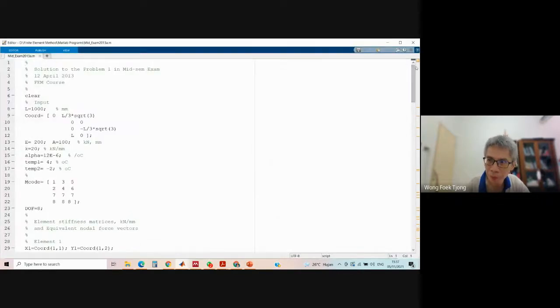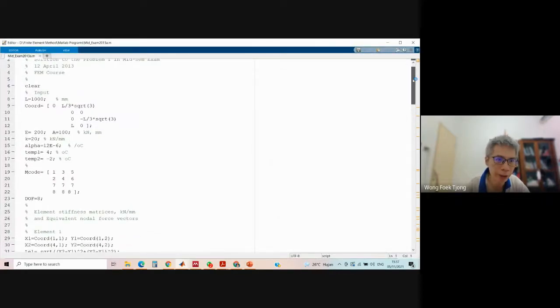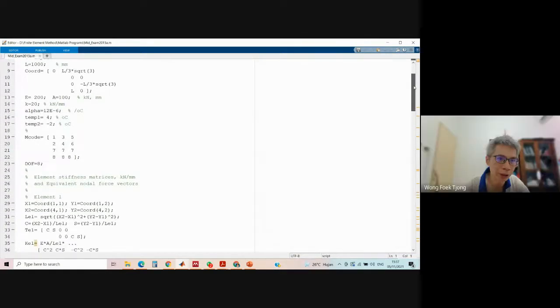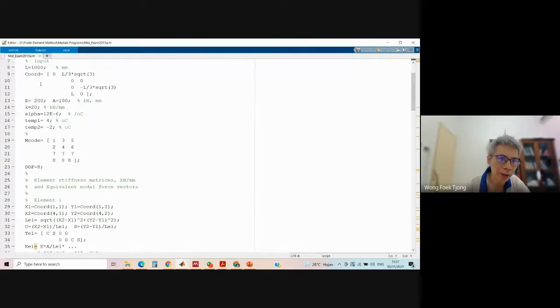Can you see the MATLAB screen? Yes, sir. So this is the data, right? L, coordinates of nodes 1, 2, 3, 4, and then other data: alpha, temperature. The temperature of element 1 is 4, an increase; the temperature of element 2 is -2, a decrease.